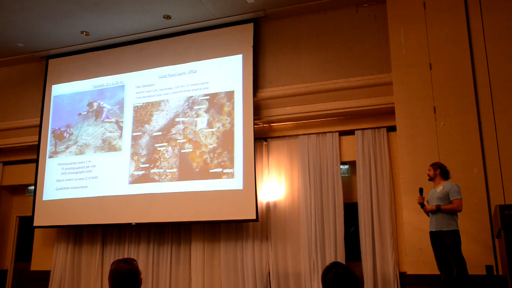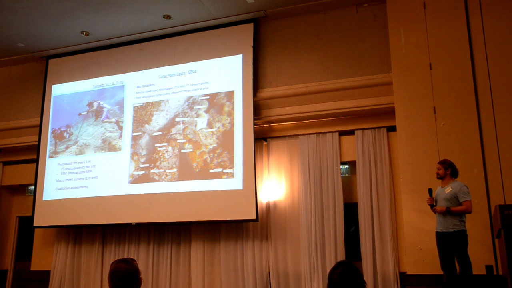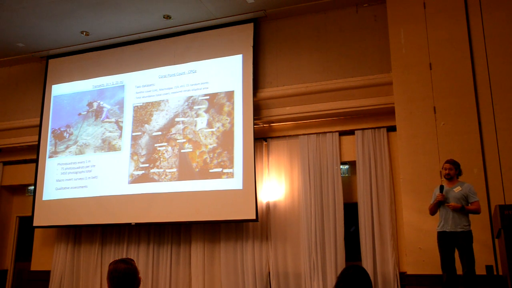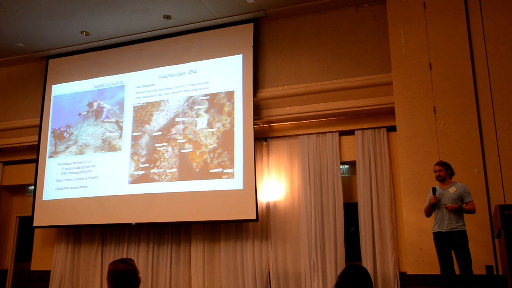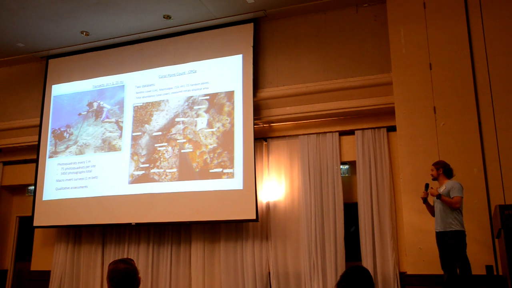So our methods: 3 transects, each 25 meters. We just did photo quadrats across them. We collected some macro-invert surveys and did some qualitative assessments. But out of this, we garnered 2 data sets. The first one being the benthic cover, where we're just looking at randomized points in the benthic substrate.